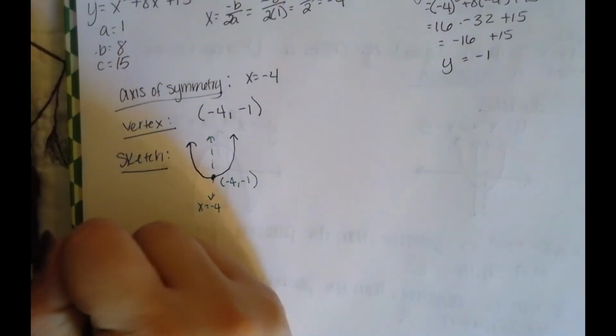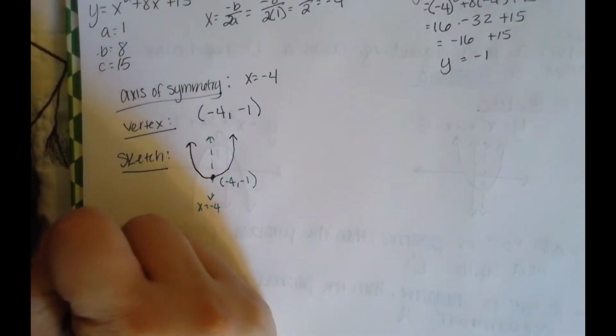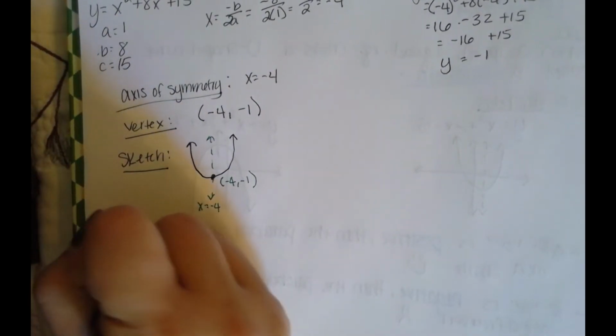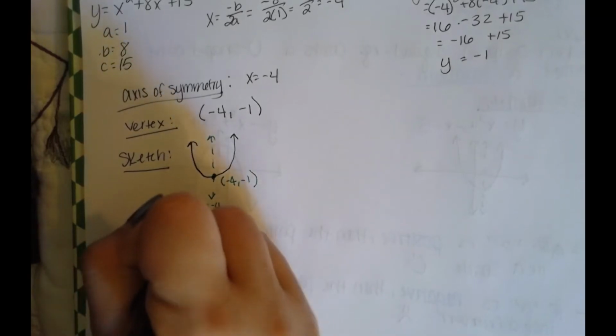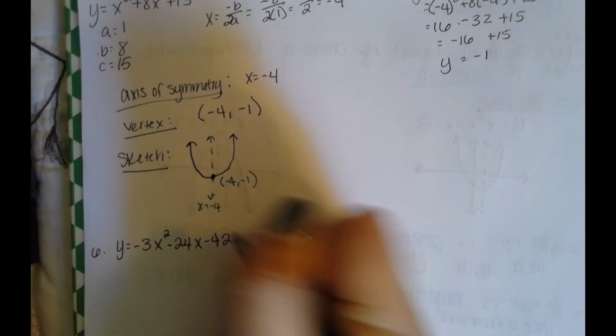Another example I kind of want to do is, we're going to do number 6. It says y equals -3x squared minus 24x minus 42.